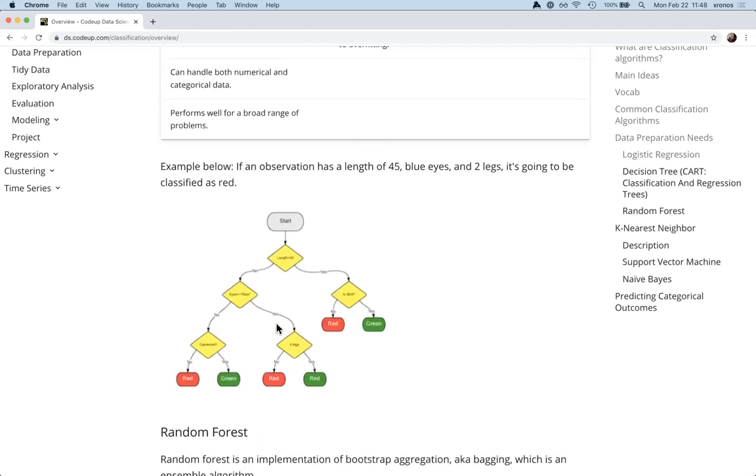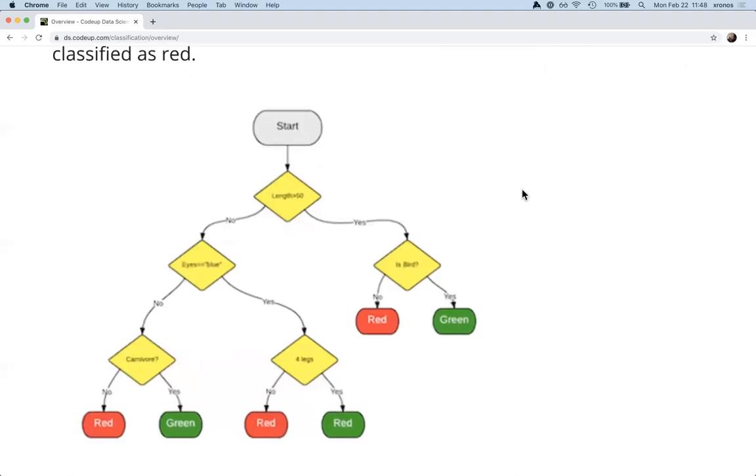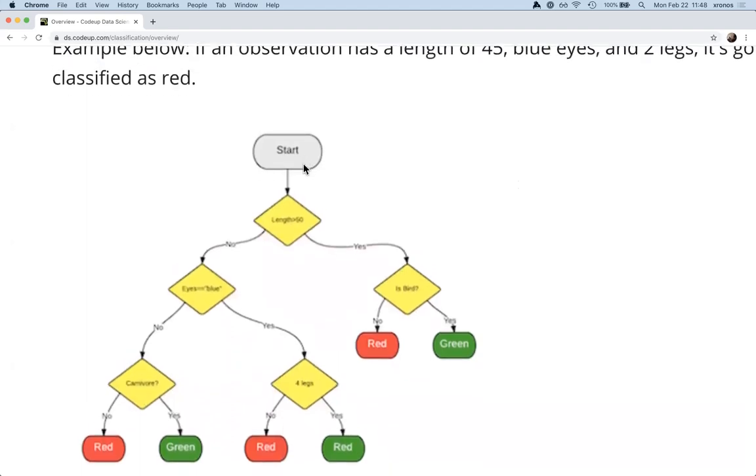And here's an example, right? We can literally visualize decision trees as trees and label every decision point. So we start out, is the length of the animal greater than 50? Yes or no? Okay, that's a decision point. Are the eyes blue or not? Yes or no? See how each decision point is a binary. But with this decision tree, we could produce multiple outcomes.